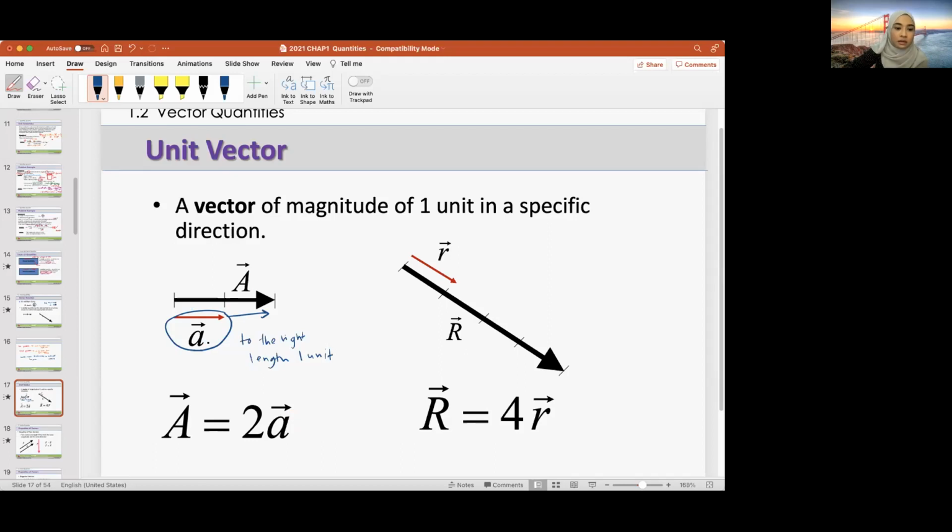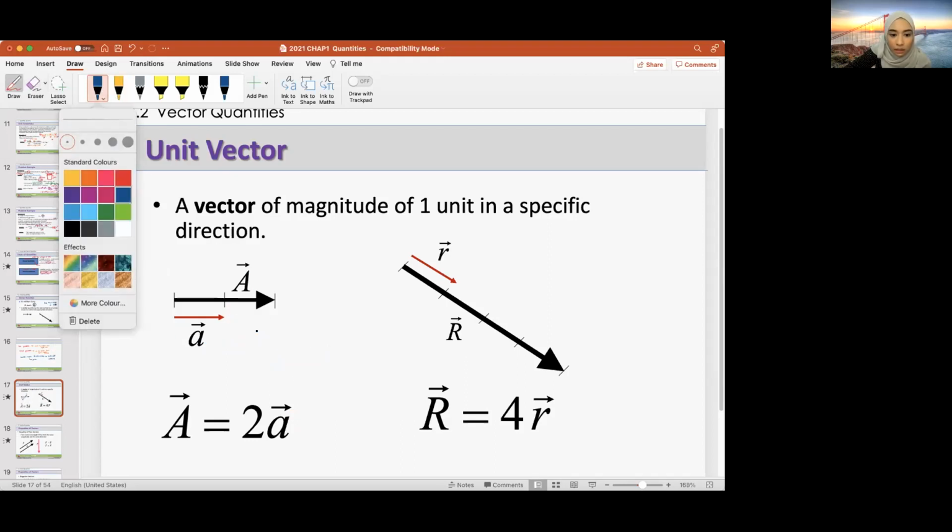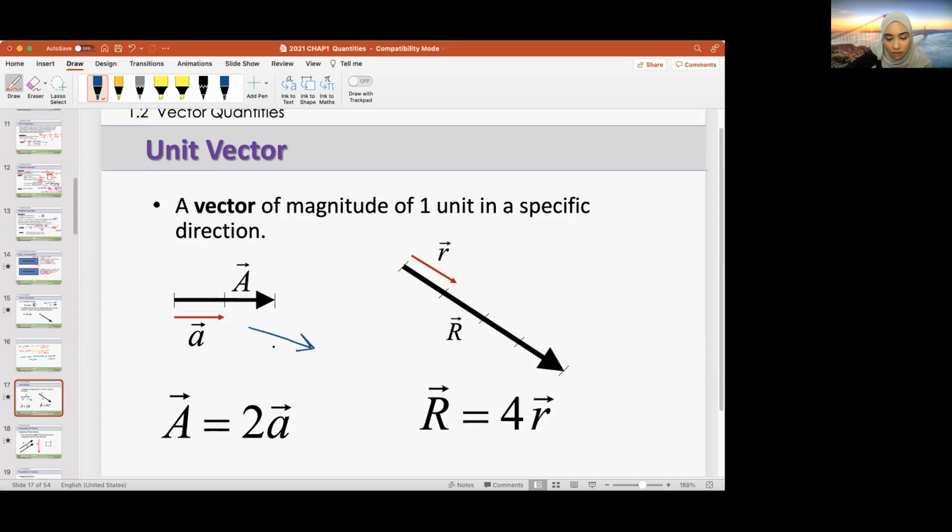If my small a is not in the same direction, for example, my a is defined like this. My small a is like this. The length might be the same. Assume the length is the same. The length might be 2 units, but the direction is not the same. So I cannot say capital A is equal to 2 small a. Capital A is not equal to small a because the direction is not the same.